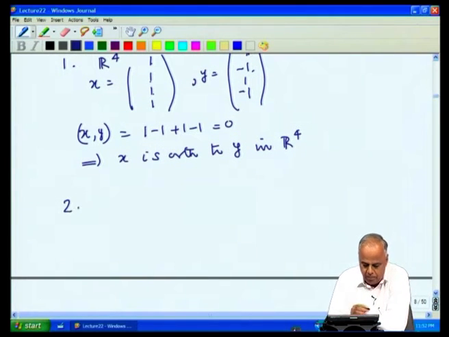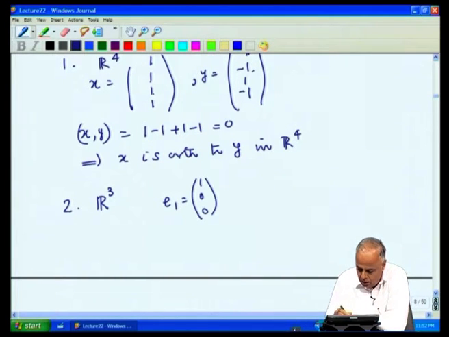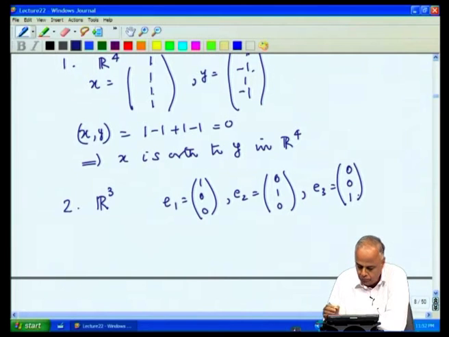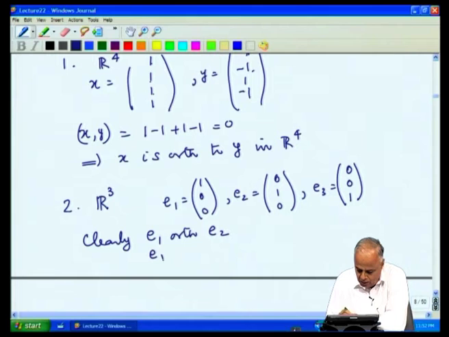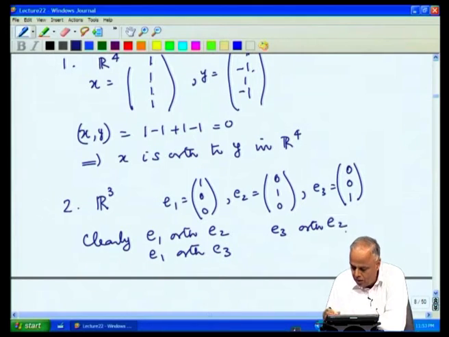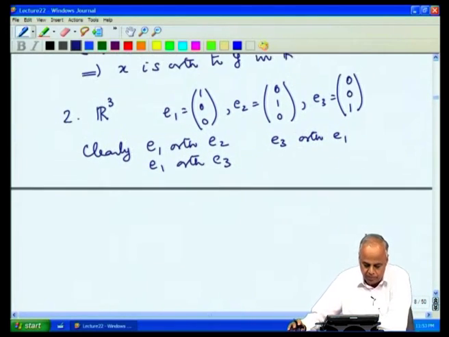Let us look at another example. Let us look at R^3 and let us use a standard symbol. Let us call it E_1 which is (1, 0, 0) and E_2 which is (0, 1, 0), E_3 which is (0, 0, 1). Then clearly E_1 is orthogonal to E_2, E_1 is orthogonal to E_3, E_3 is orthogonal to E_2 because all the inner products are 0.